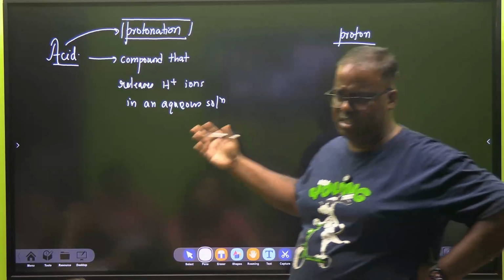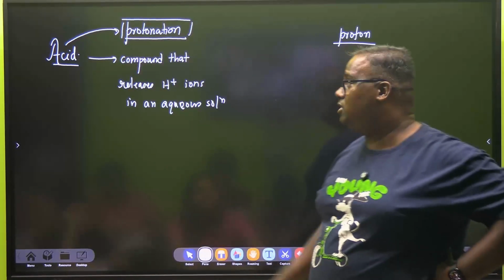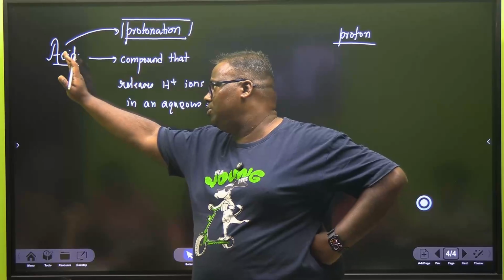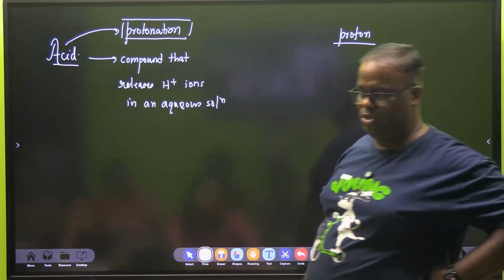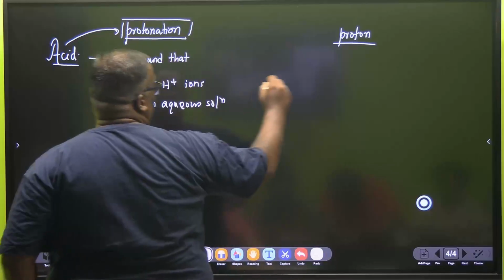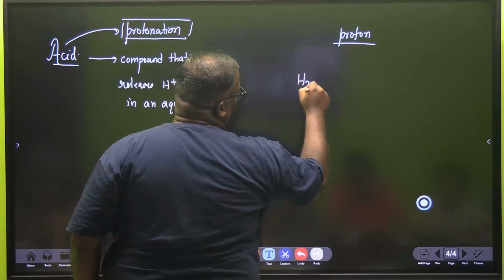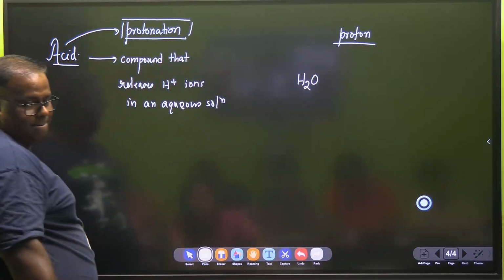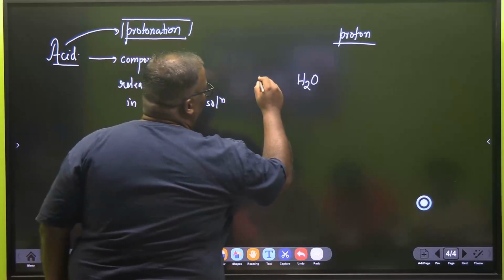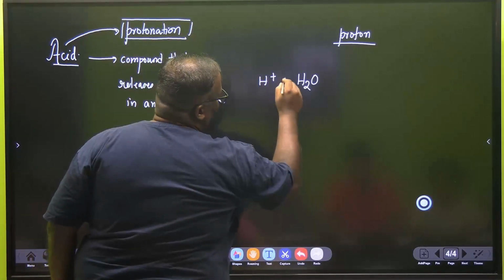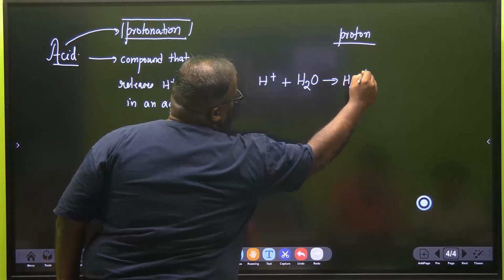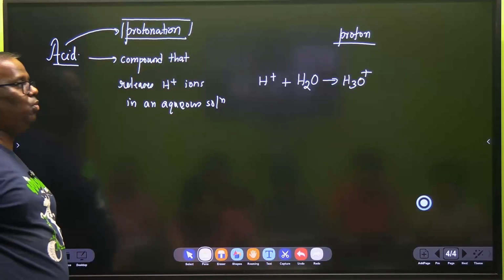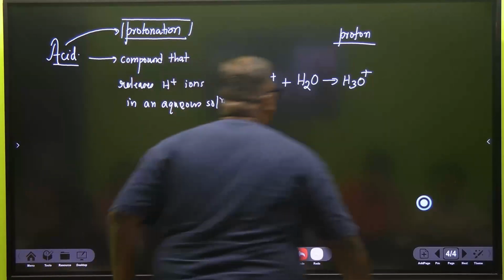It will release. We'll see why it releases an H plus. It has to. So in our grade 10, we will study acids are compounds that release H plus ions in aqueous solution. Now, what is an aqueous solution? In an aqueous solution, you will have water molecules. Do you agree? Water is a neutral molecule. When you have released an H plus with this water, it creates another ion which is known as the hydronium ion, H3O plus. Did you understand what is the formation?